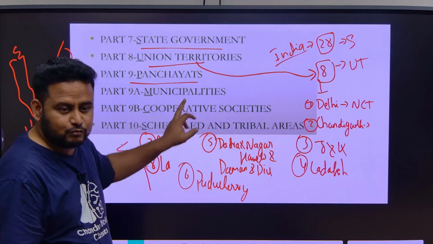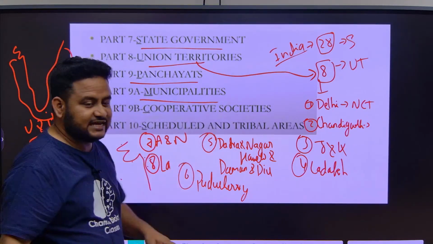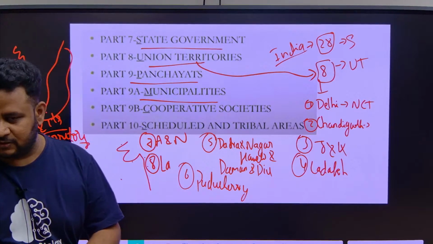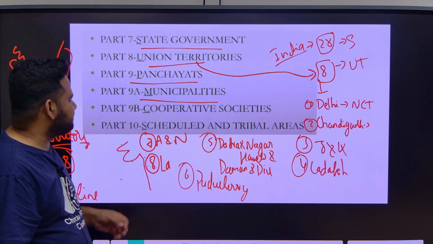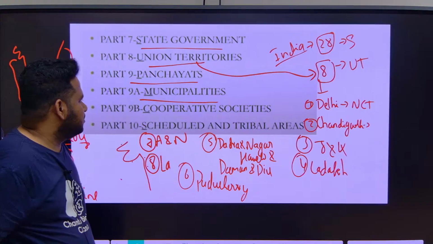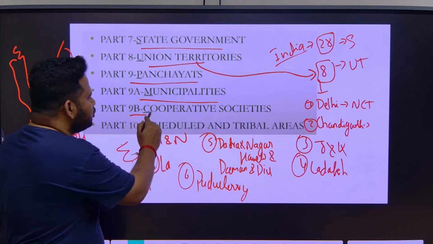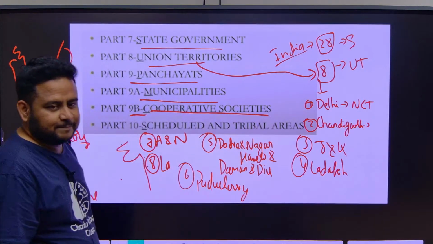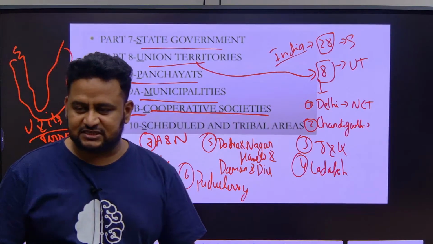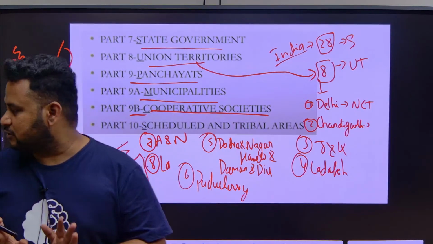Part 9A, municipalities. That means what? 9A means it is by amendment. Part 9 is panchayats, part 9A is municipalities. Part 9b is cooperative societies. This is very important. There can be a question in the examination.